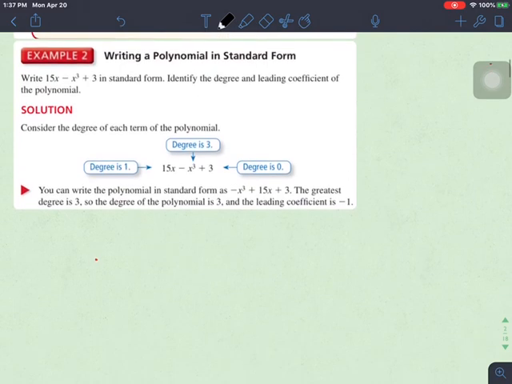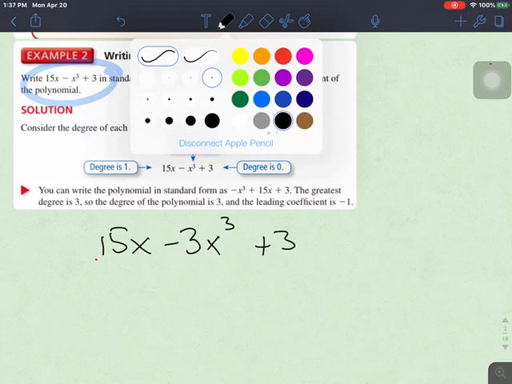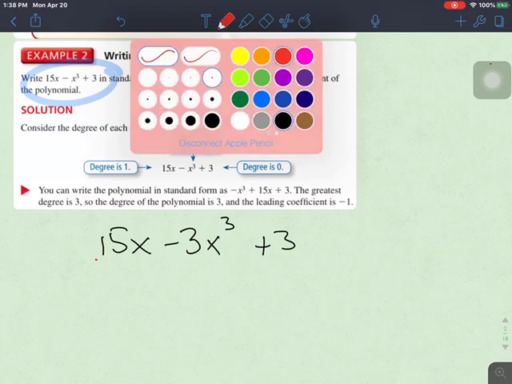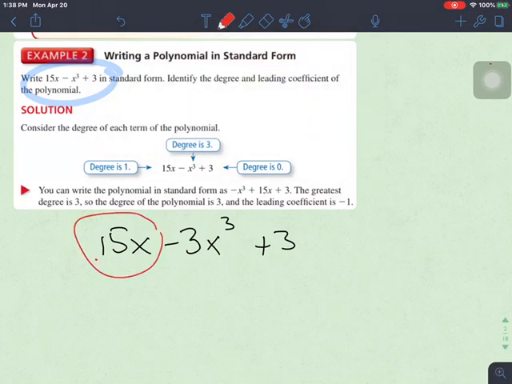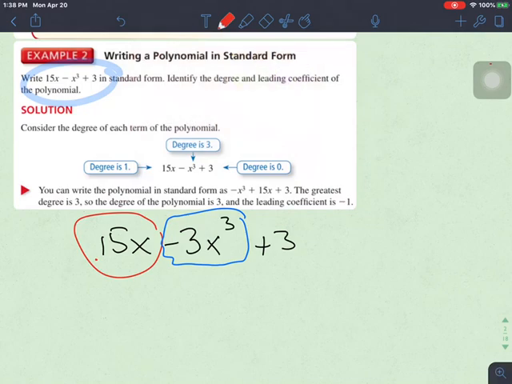We'll go right to example 2. We're going to focus right here on that problem. We have 15x minus x to the third plus 3. Before you get started writing this in standard form, I want you to circle the three different terms. I want you to be careful because we want to grab the sign to the left of each term. That's really important when we start moving things around.